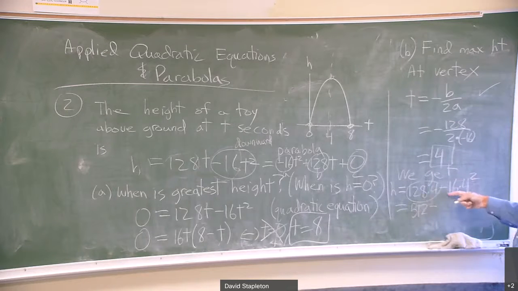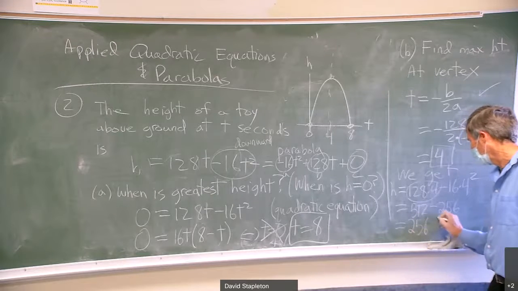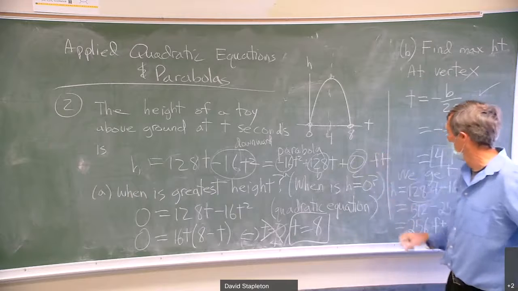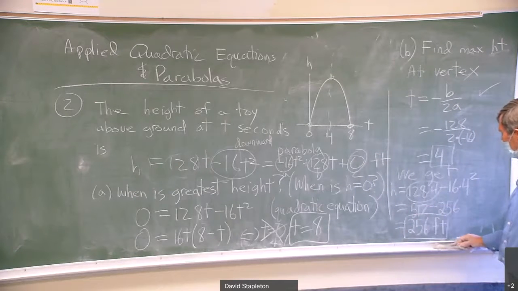And then this one is, let's say, 16 times 16 is 256. And so you get the maximum height is actually 256. And it's feet because height was measured in feet. So it goes to a maximum height of 256 feet. It reaches there 4 seconds into the trajectory.